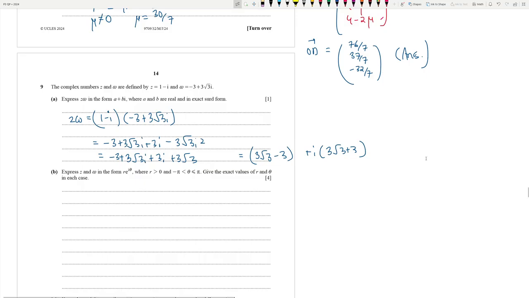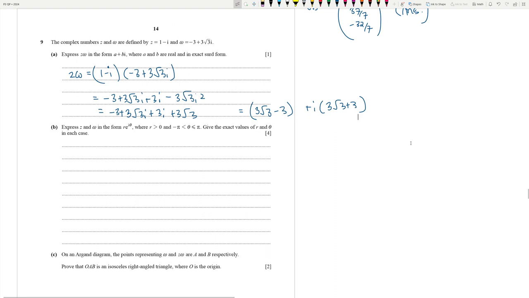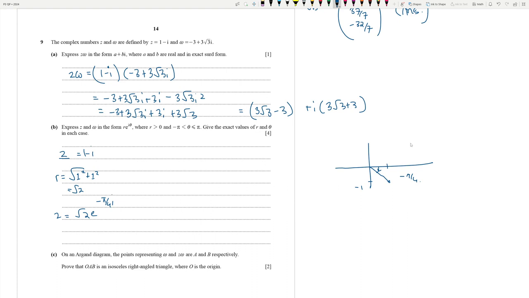Okay. Express z and omega in this form. So z first. Z is this, 1 minus i. So r will just be root over 1 square plus 1 square, which is root 2. And if you draw z, it's essentially 1, minus 1 over here. So this is the argument. It's minus pi by 4. So z is actually root 2 e to the power minus pi by 4 i, right?